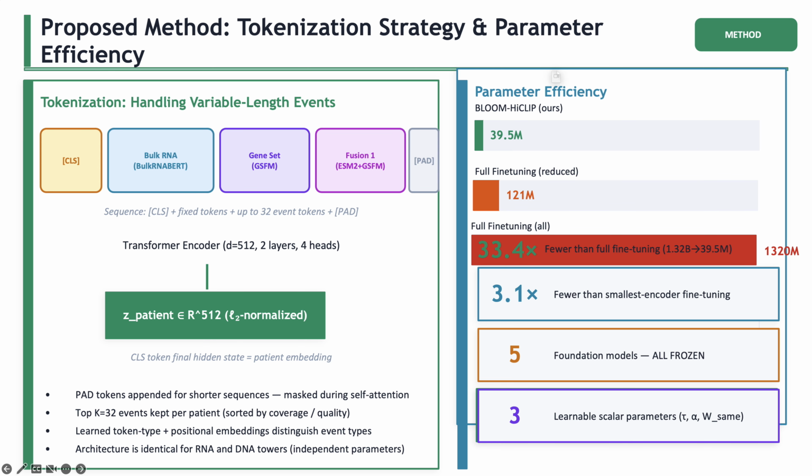On the right, the parameter efficiency. HiCLIP only trains 39.5 million parameters, compared to 121 million if you fine-tune the smallest version of each foundation encoder, or 1.32 billion if it went full fine-tuning. That's 33.4 times fewer parameters, and it still outperforms. Freezing the encoders is not just cheaper, it is also better regularization, which helps the OOD generalization.